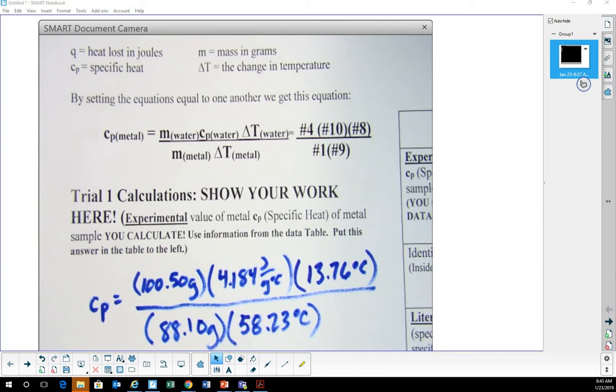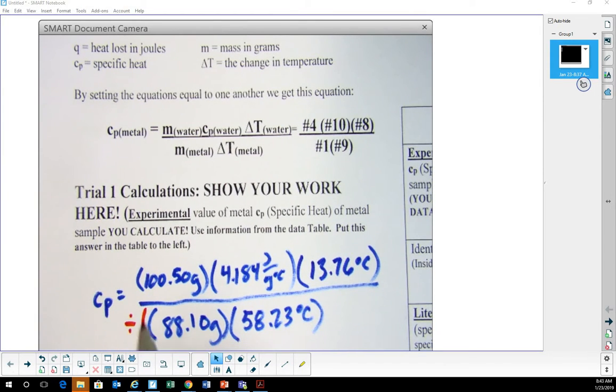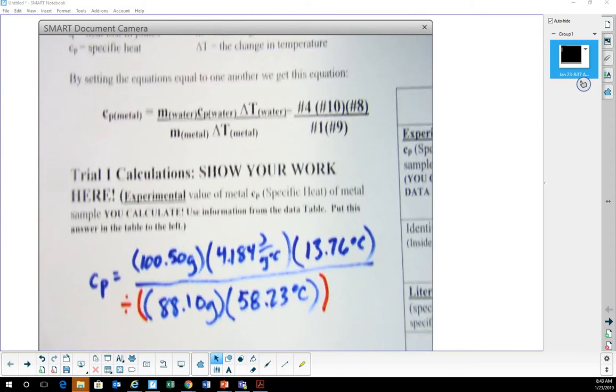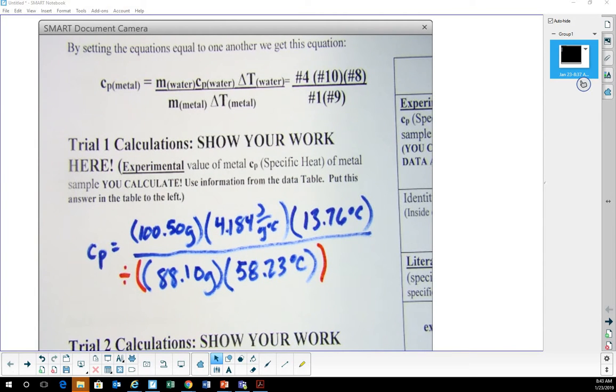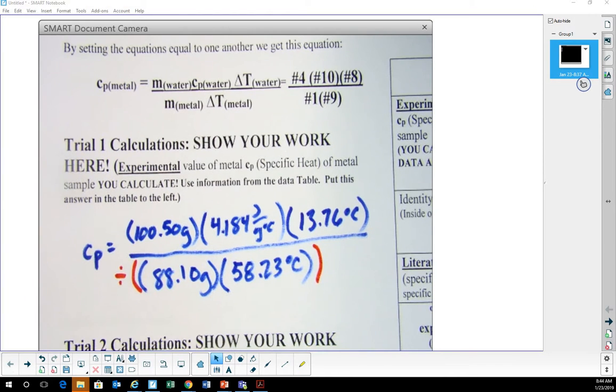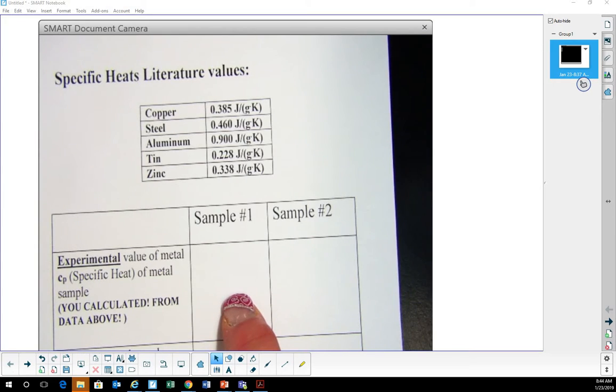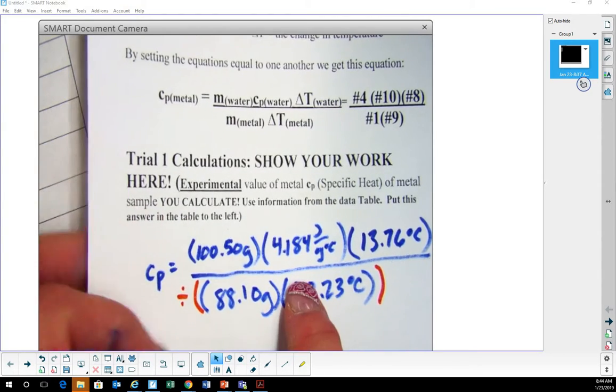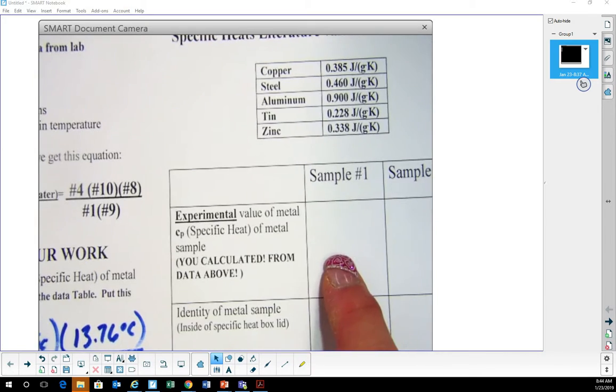Remember when you go to put it in your calculator, on the bottom here, when you hit divide, you're going to want to put that whole thing in parentheses on the bottom. Not just each individual number, because if you don't, it'll divide by 88, but then it'll times the whole thing by 58, whatever. You're going to do that for both of them. So you're going to set up the information here, and then you're going to put your answer right here.